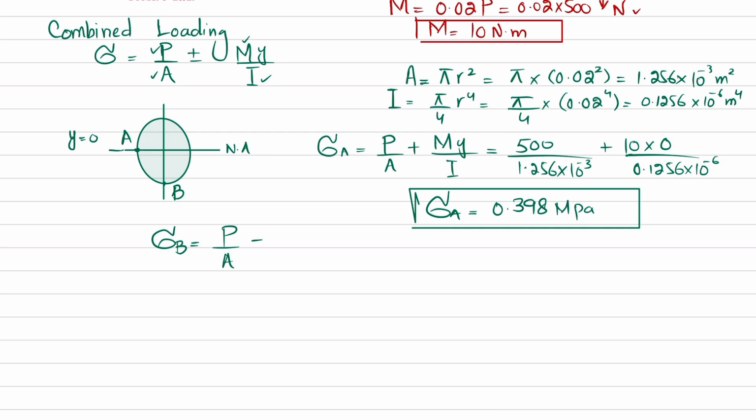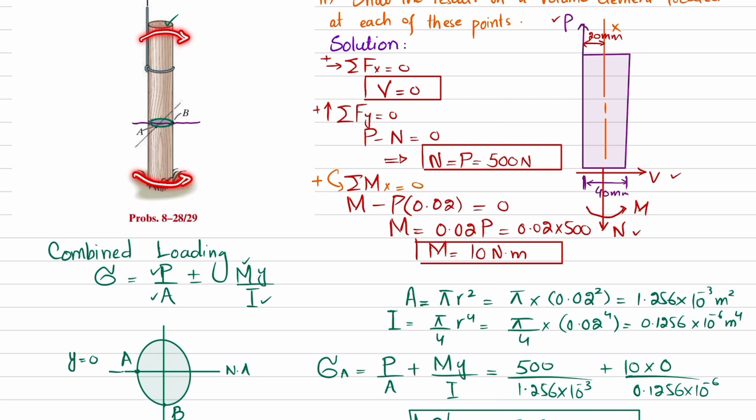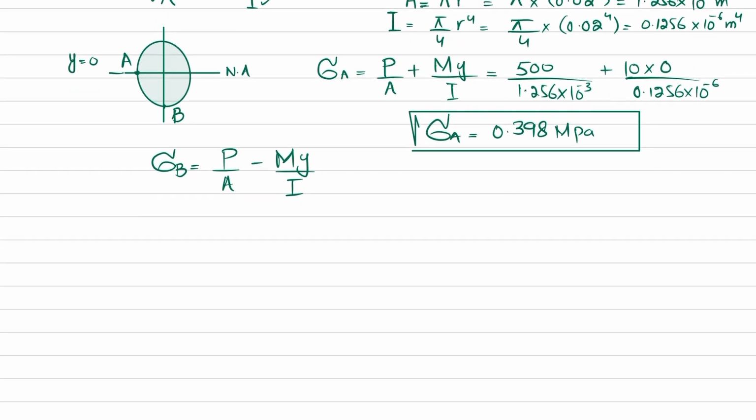Now we will find the bending stress or normal stress at point B, which is equal to P by A minus M into Y divided by I. Why we have taken minus? Because I have already told you that due to this movement, this upper portion will be in compression and this will be in tension. So this point B will be in compression, so we are taking minus sign. So P is 500 divided by area, which is 1.256 into 10 raised to power minus 3, minus 10 into, now you can see Y is this distance, YB. Distance from neutral axis till point B, and this is equal to radius, and that is 0.02.